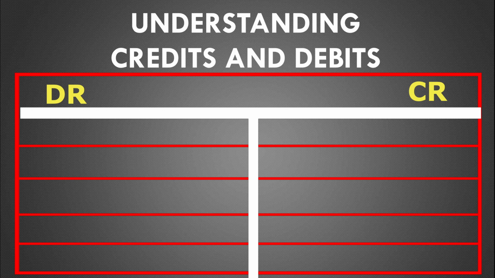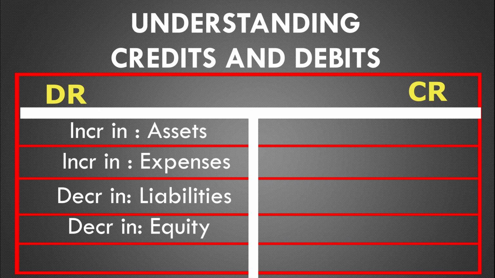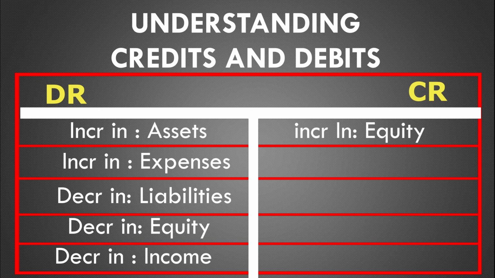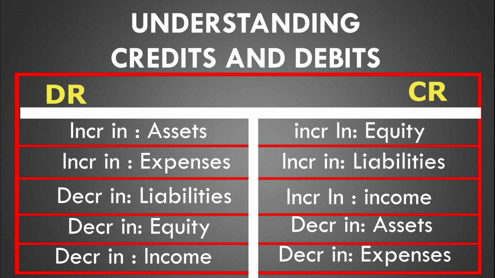Every debit entry will always have a corresponding credit entry of an equal amount. Debits represent increase in assets and expenses, as well as decrease in liabilities, equity, and income. Credits, on the other hand, represent increase in equity, liabilities, and income, as well as decrease in assets and expenses. In summary, it looks like this.